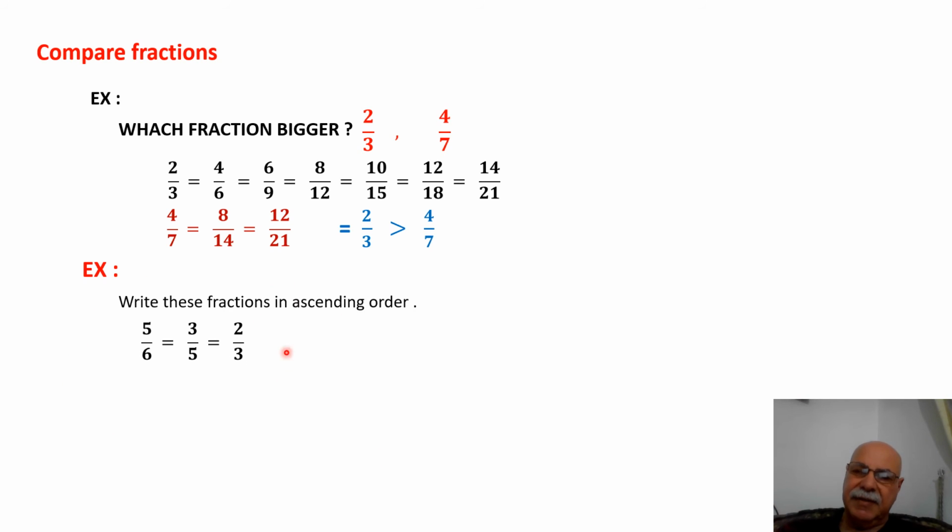We have these fractions, and we want to arrange them from small to big. You see, ascending means small to big. That's why we have here 3, which is the smallest, in order to make this an order from small to big.